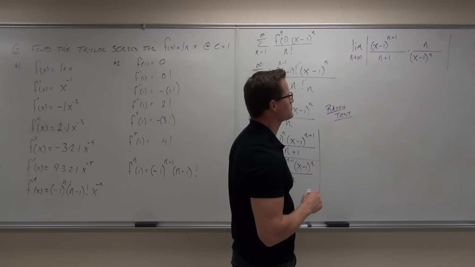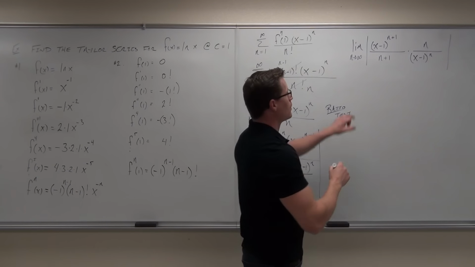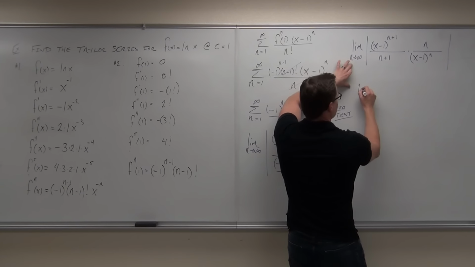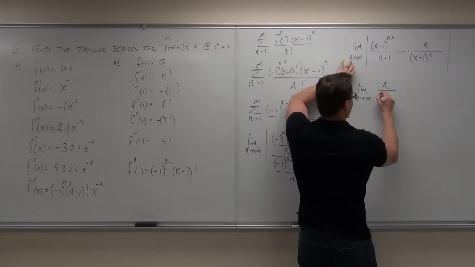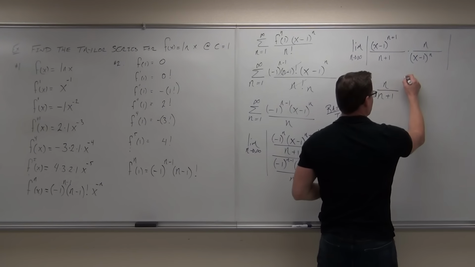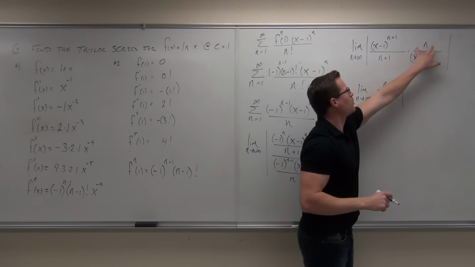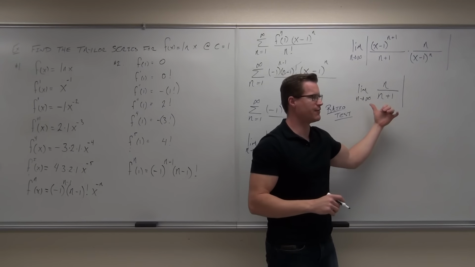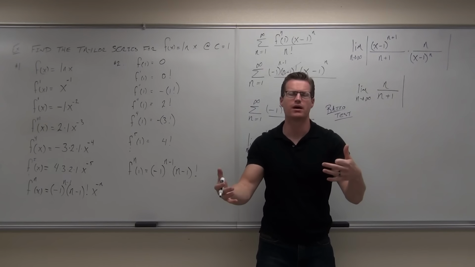You're going to get n times x minus 1. Okay, I'm going to get an n. I like that. I'm going to get a limit as n approaches infinity of n over n plus 1. I'm going to get an absolute value. Very good. Why can't I pull out the n over n plus 1 and not have an absolute value? Explain to me why I can do that.